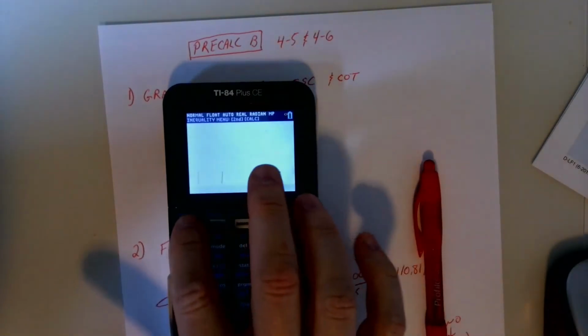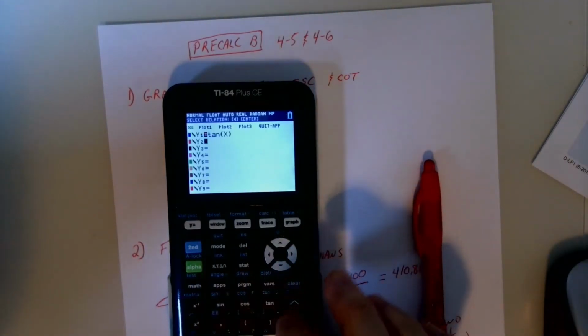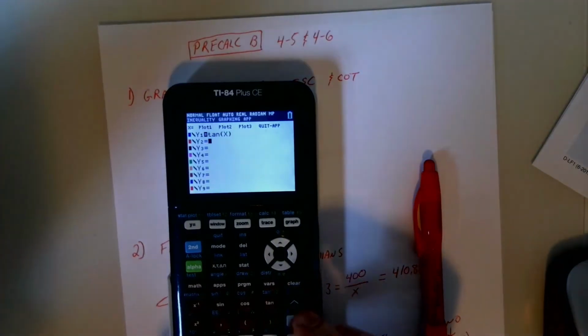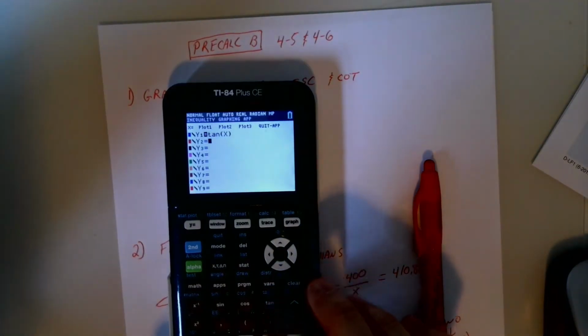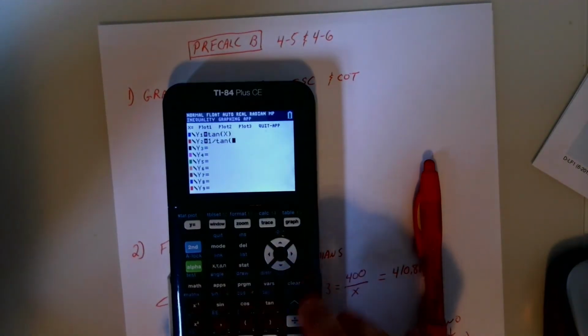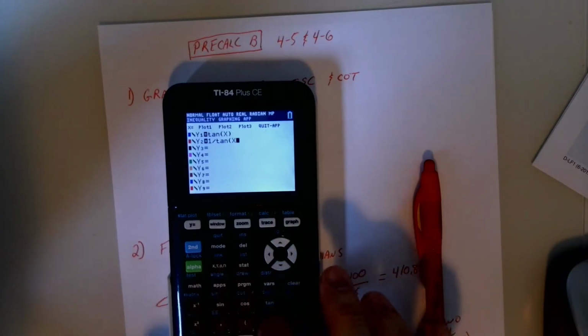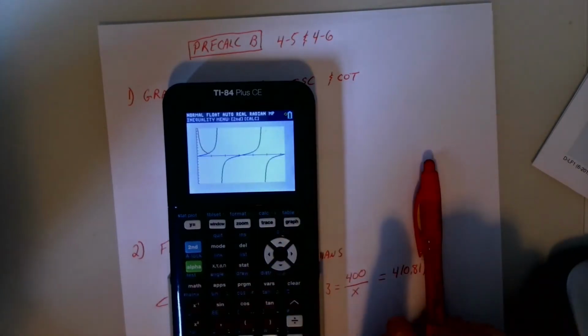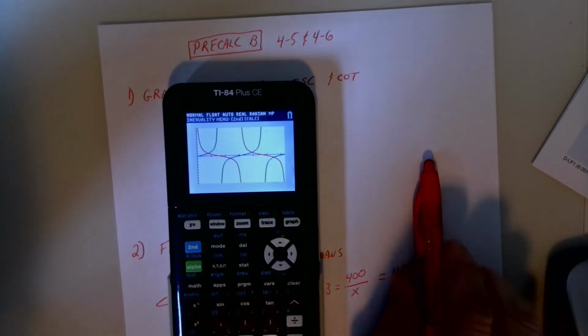So how does this look in comparison to the other ones? So let's do cotangent, and cotangent x is the same thing as 1 divided by tan x. And hopefully this will process well for you. And you'll see that these are basically almost reciprocal functions from each other.